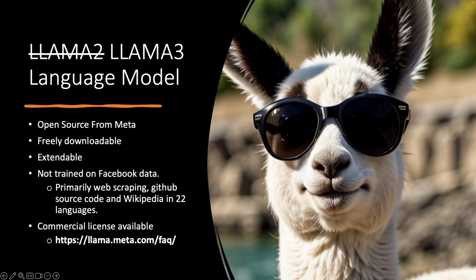So getting to the hands-on portion of the talk, Meta, aka Facebook, released their own LLM named Llama, then Llama 2, now updated to Llama 3 as an open source project. It spawned dozens of other LLMs either based on it or inspired by it. The Llama 3 model is freely downloadable, extendable with tuning, and it's available for commercial use if desired. According to Meta, it was not trained on Facebook data, but rather web scraping, GitHub source code, and Wikipedia.